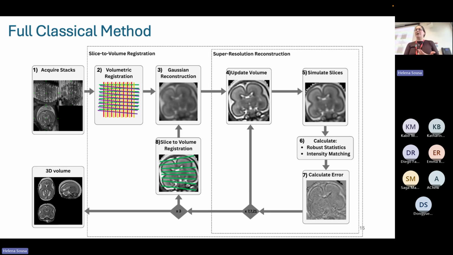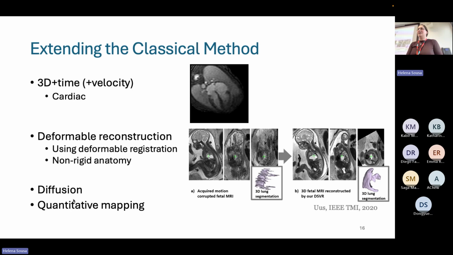So once we've done all that, we can output our final volume, and that's the summary of the classical process.